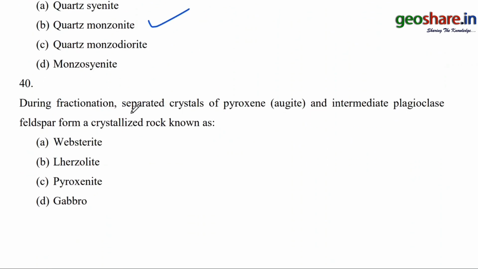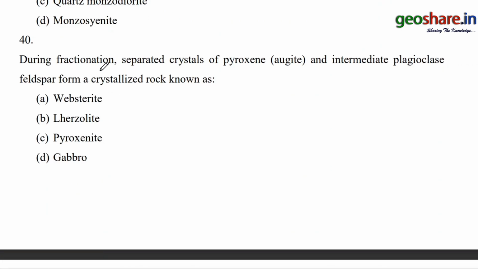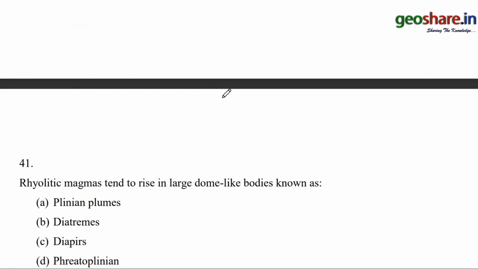Quartz monzonite. During fractionation, separated crystals of pyroxene and intermediate plagioclase feldspar form a crystallized rock known as gabbro. Fractionally separated crystals of pyroxene.